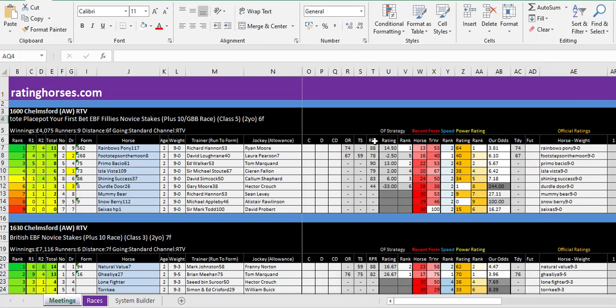The next three figures are official data that's available via the Racing Post: the official rating, top speed rating, and the Racing Post rating. Now, the Racing Post rating is always different to the official rating, so we've got all three ratings there. Just bear with me while I take a quick drink.